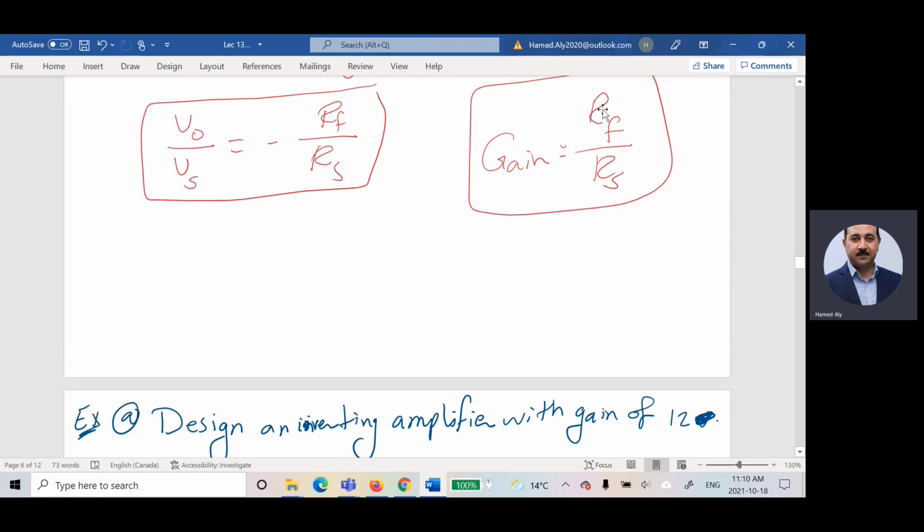Are you seeing what I'm talking about, guys? So I have a relation between RF and RS, and I have some limited values for the resistors. So I will try one value of them and see the other value. Do I have that value in the lab? No. So probably I will try another value, trial and error, based on what I have. Are you seeing that? Any question?